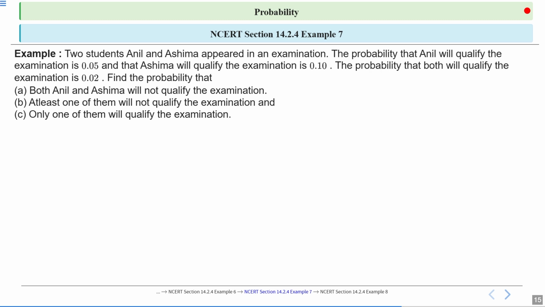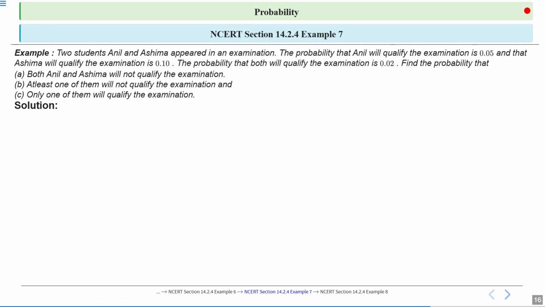So students, first of all, think about this. How would you approach it? Which concept or formula can you use to solve this example? Think about this. So we will solve this example now.